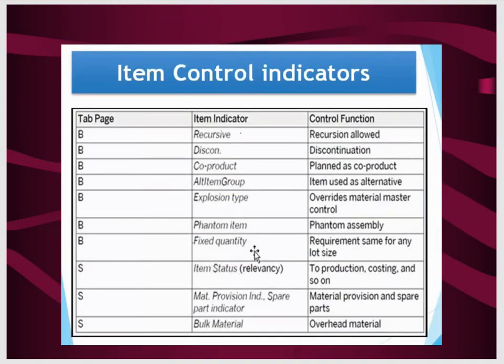Okay, so let's go with item control indicators. For the recursive, you need to check that recursive checkbox. Suppose there are materials which come out as a co-product, so we have to click on that one. So these are not much of importance, but yeah, you should know about all these things.